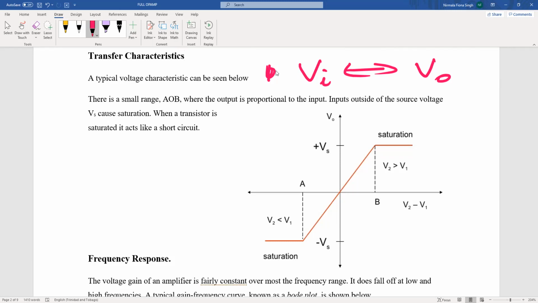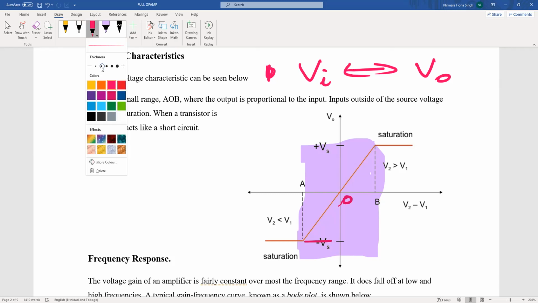So there's a small range of AOB, so that is this area here. You see this area here, which is the area of AOB, where everything behaves very nicely, where we can get our gain very accurately. This is our AOB section. Here the output is proportional to the input, and we can actually get a gain here. Somebody recall, how do we get gradients again?